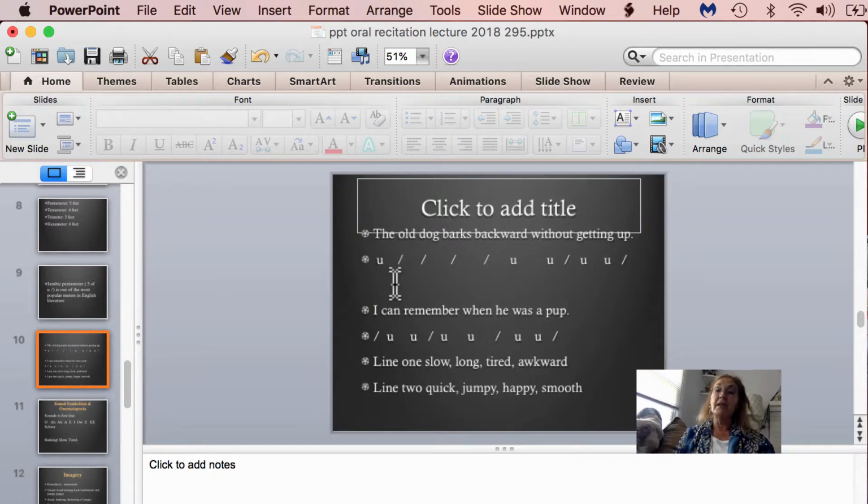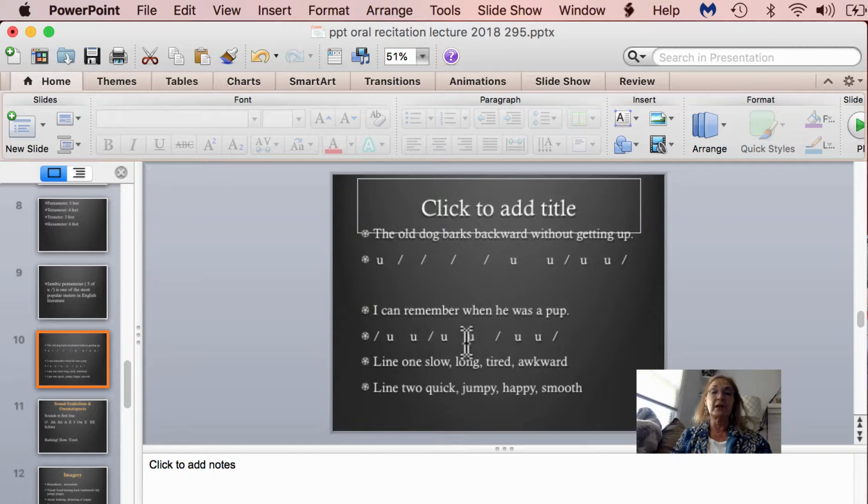So what does that tell us about being an older pup and a younger pup? The old dog barks backward without getting up. I can remember when he was a pup. Just sounding that out tells you that the old dog has had a long life, a tired life, now an awkward life because his body doesn't move in the same way it moved before because there's pain, because there's memory loss perhaps, and the irony that it has more to remember but may not remember it in the same way that the little dog is jumping around. I can remember when he was a pup. The very sound that trips off your tongue captures what it's like to be a pup. It's quick, it's jumpy, it's happy, it's smooth.